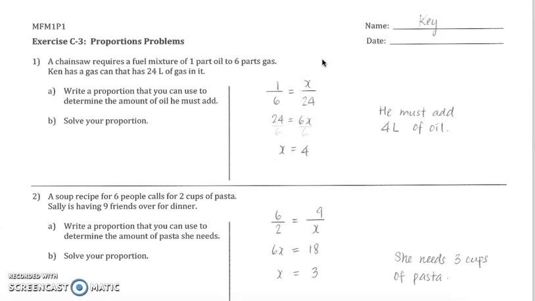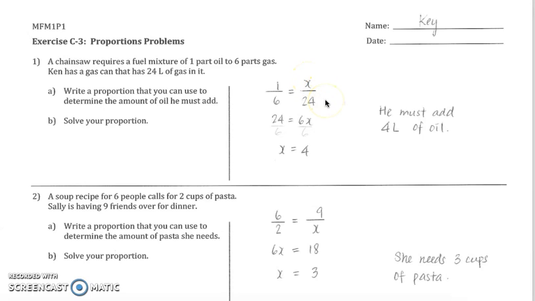So I've decided to write the oil to gas ratio on the left side, so oil at the top, gas at the bottom. So now I know that he has 24 liters of gas, so 24 is with the gas part in the denominator, and we're looking for how much oil he needs at the top.